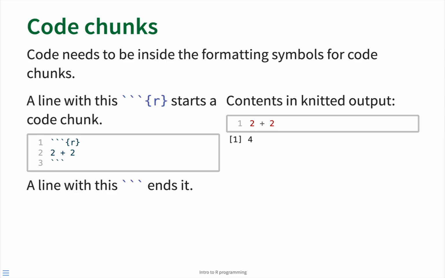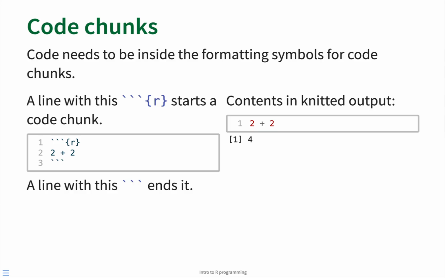The other thing we need to add into our R Markdown files are what are called code chunks. And this is sections of the file where we have code instead of text. We need to explicitly indicate where code starts and ends so that RStudio knows where it is when it's knitting the file. Otherwise, it won't be able to distinguish between what is text that should not be run as code and what is code that should be run as code.